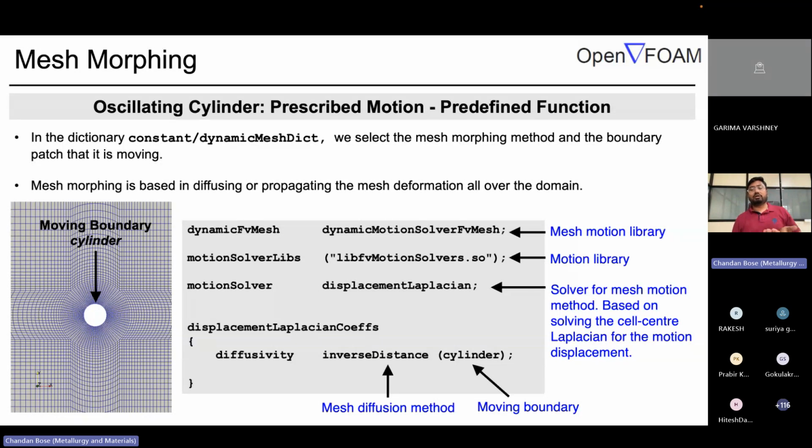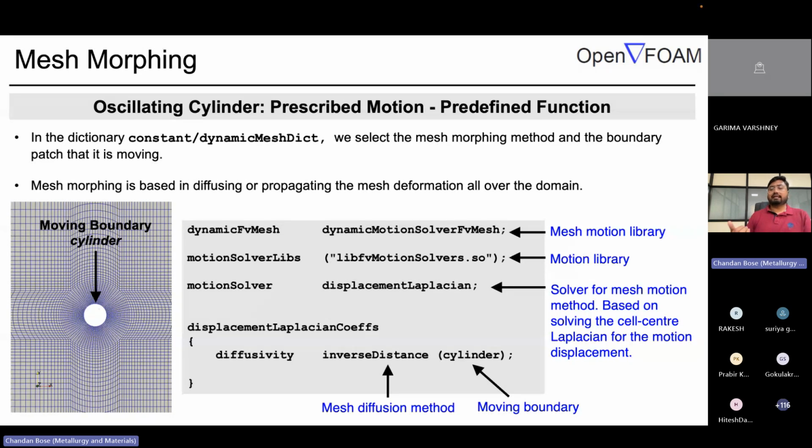I've already told you that, within the dynamic mesh dict, we can use a predefined function. And for that, we have certain syntaxes like that. So on the left-hand side, you can see the mesh with a cylinder. This is a very simple benchmark problem. The cylinder is moving up and down with the translation motion. And for that, we have to know first, what is my mesh motion library? Then within that, we have the motion library in OpenFOAM.